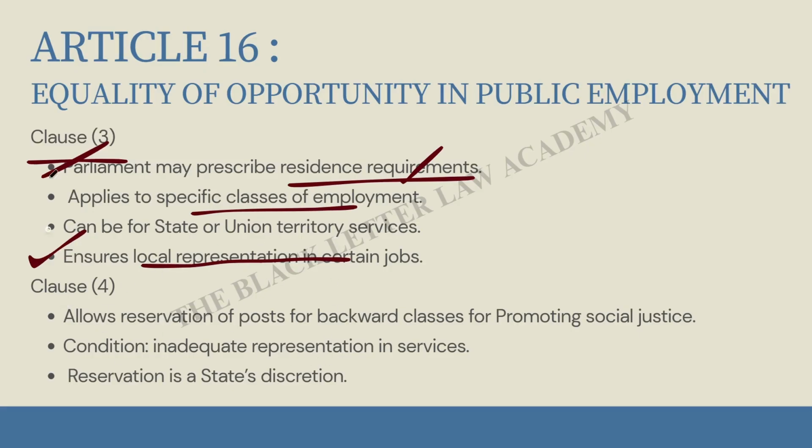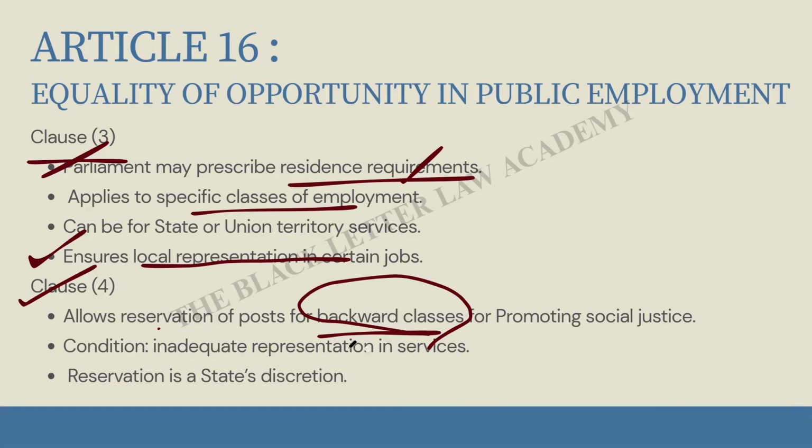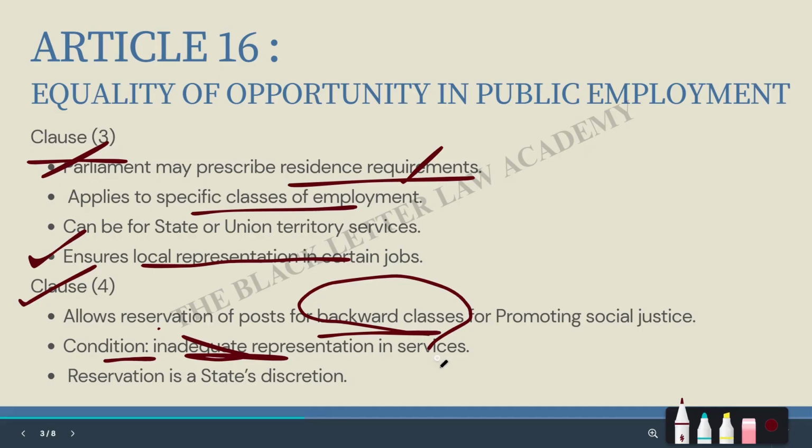So the next, Article 16 clause 4, allows the state to provide reservation in government jobs for backward classes, scheduled castes, scheduled tribes, other backward classes, but only when they are not adequately represented in the public sector. See the condition: inadequate representation in services. So reservation is not automatic, it is permitted as a tool to achieve equality. Reservation is the state's discretion.